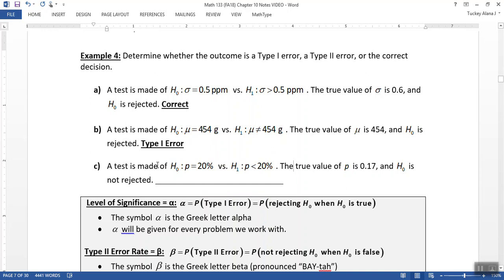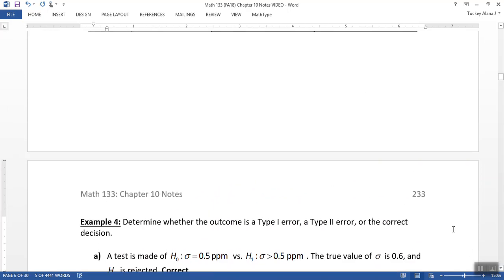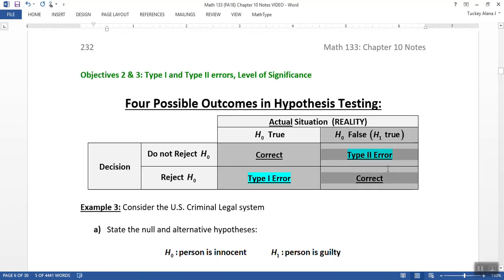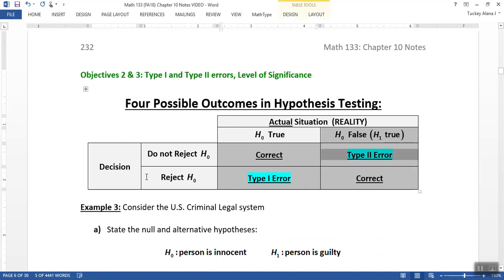All right, now one last test. The null hypothesis is that p is equal to 20%. The alternative is that p is less than 20%. The true value of p is actually 0.17. Okay, well, if it's truly 0.17, that means that the alternative is actually what's true. It really is less than 20%. And I did not reject the 20%. So let me scroll back. It truly is the alternative, but I did not reject the null. I made a type 2 error.